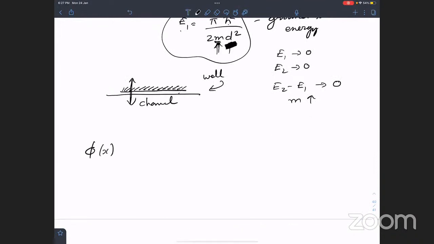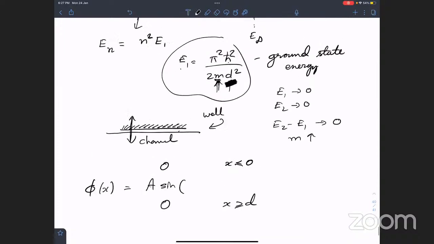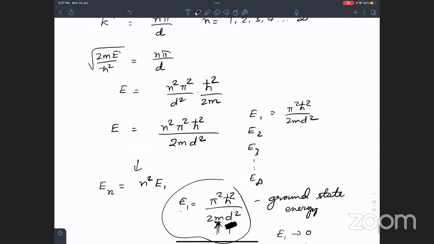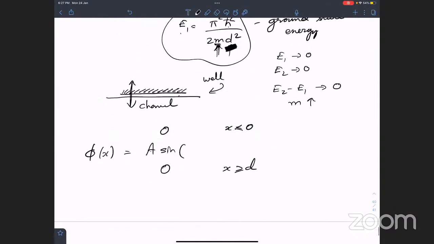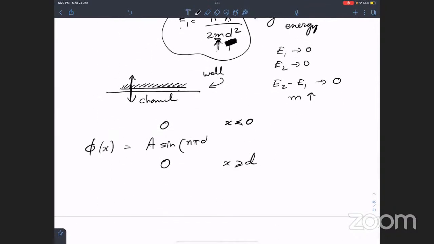If I have a potential well of span D, I know that the wave function is going to look like this. It's going to be 0 for x less than or equal to 0, and 0 for x greater than or equal to D. It's going to be 0 here as well. Inside, it's going to be A times sine of n pi x by D.